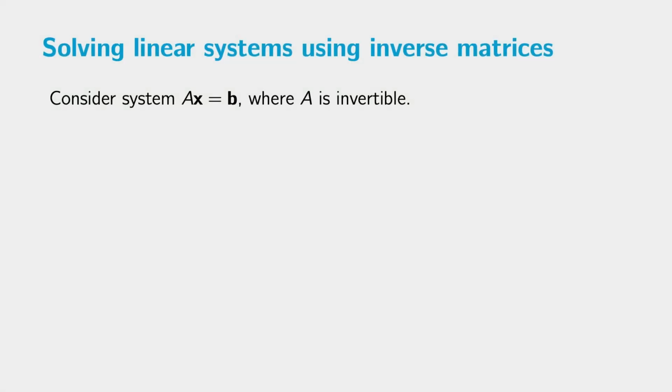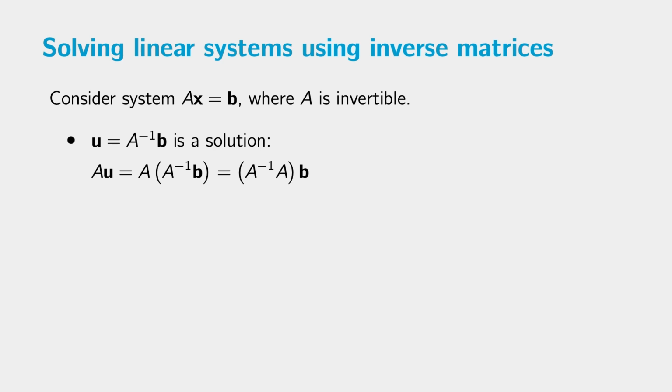Once we have an inverse matrix for A, solving a system Ax equals b becomes quite straightforward. We can immediately write down a solution. The vector u equals A inverse b. Just plug it into our equation to verify. A times u equals A times A inverse b. Change the brackets to compute the product of A and A inverse first. And that's the identity matrix. Hence, we end up with b.